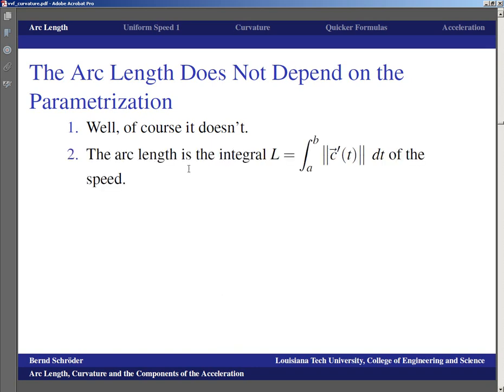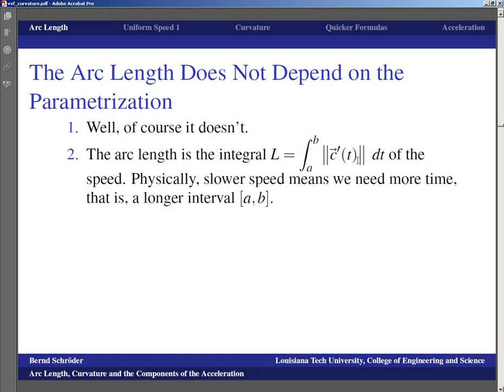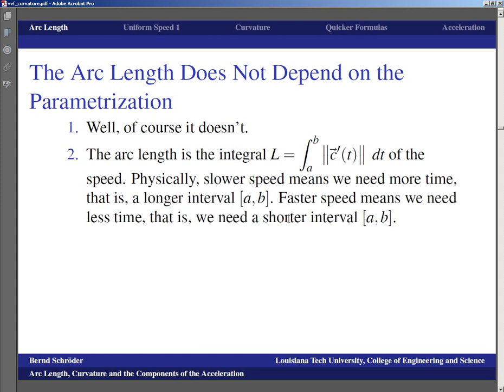In terms of the formula, the arc length is the integral from a to b of the velocity, the speed, dt. And physically, if I have slower speed, I need more time, which means I've got a longer interval with a smaller integrand. Faster speed means we need less time, so I've got a shorter interval but a larger integrand, and either way, that should be the same. So physically it makes at least a bit of sense.